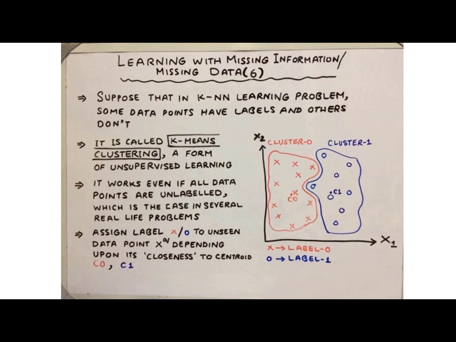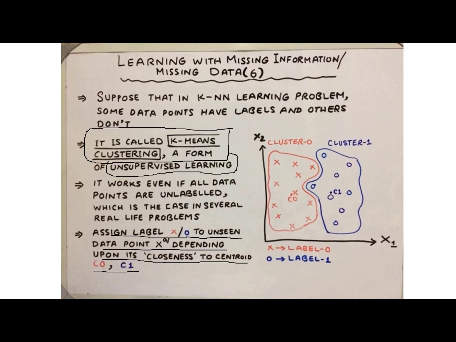So this is all summarized on this slide. Assign label cross or 0 to the unseen data point xq depending upon its closeness to the centroid C0 or C1. And this method of clustering is known as k-means clustering. It is a form of unsupervised learning, and it is closely associated with the Voronoi diagram construction that is used in finding the shortest path for the robot navigation problem in the field of robotics.